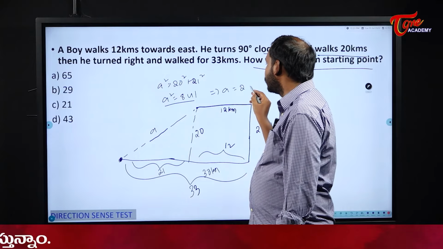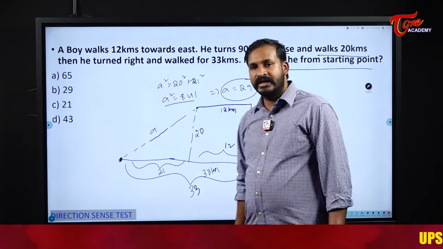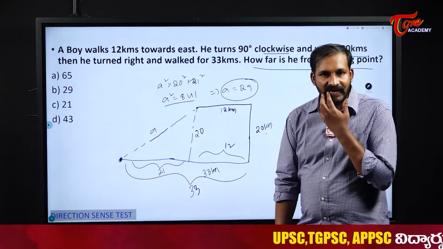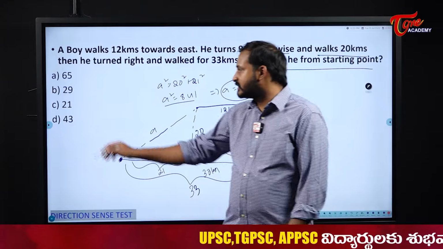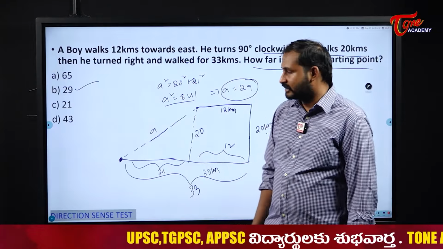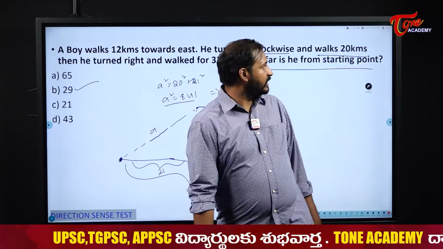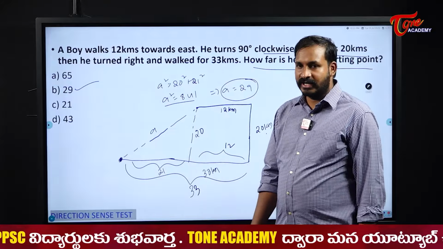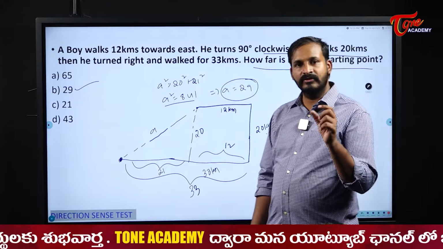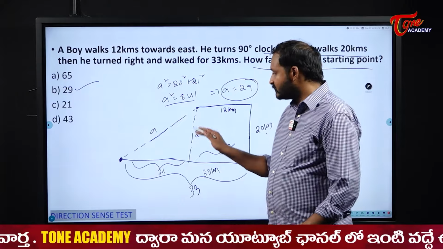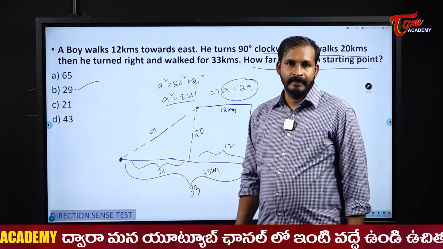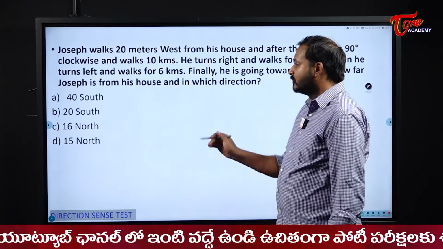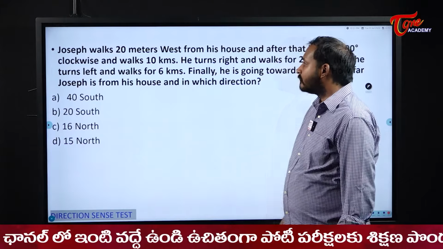A will become 29. Why? Because 29 square is 841. So our answer here becomes 29 kilometers. He is 29 kilometers away from his starting point. This is how you need to find the answer with the help of this Pythagoras theorem. Okay, right? Next one. Solve this one, students.